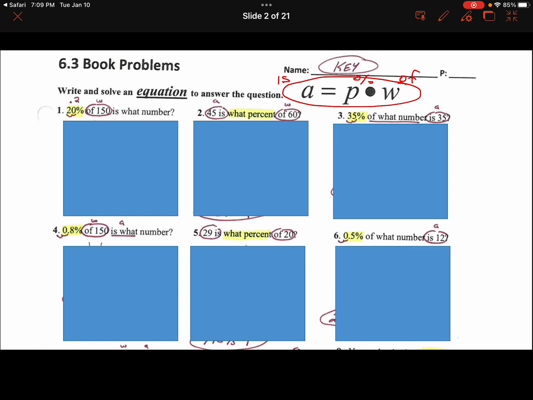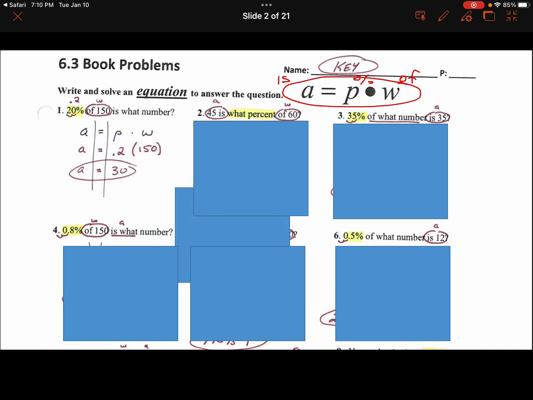So as we look at number 1, you were given the of, which is your W, and you have the percent. And remember, you need to have the percent written in decimal form. So if your answer was much larger, like 3,000, then that means you did not move the decimal point over.